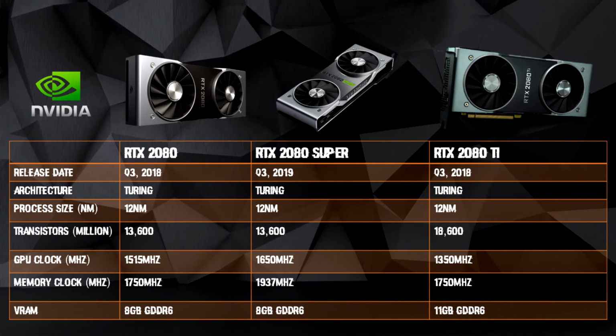All three of these are based on NVIDIA's reference models, not the Founders Edition, as they tend to be higher binned silicon as well as slightly higher clocks. So in the third quarter of 2018, NVIDIA launched their new line of flagship GPUs, the RTX 2080 and the RTX 2080 Ti. Both feature the latest architecture codenamed Turing, which is built on the 12 nanometer process.